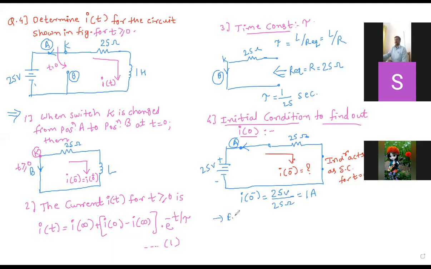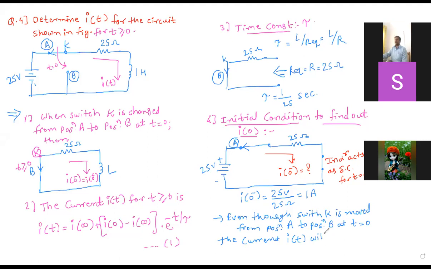So even though switch K is moved or changed from position A to position B at time t equal to 0, the current i of t will be the same.